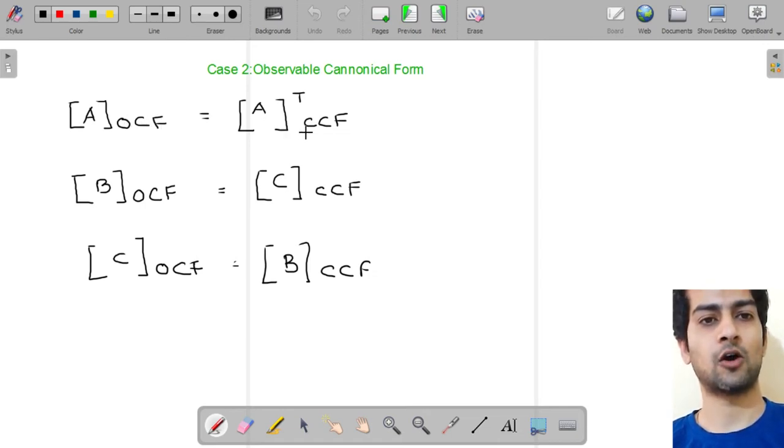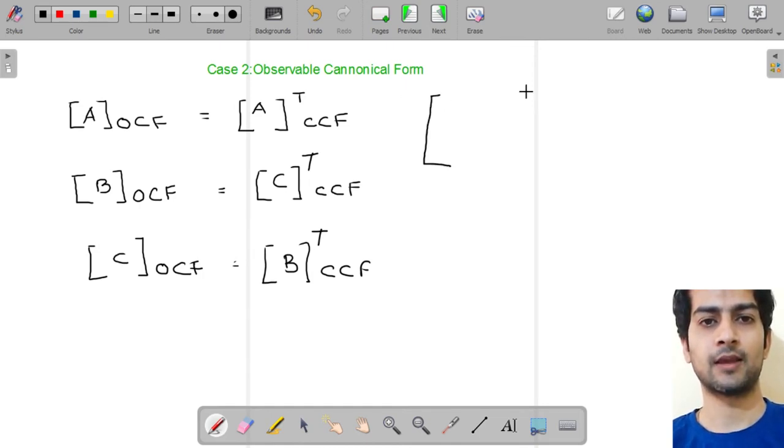For matrix A of controllable canonical form, if we take its transpose, we will get matrix A of observable canonical form. And if we have matrix C in controllable canonical form, we can take its transpose, and it will become matrix B of observable canonical form. Similarly, if we have matrix B in controllable canonical form, and we take its transpose, then we will get matrix C in observable canonical form. So let's see what we will get.